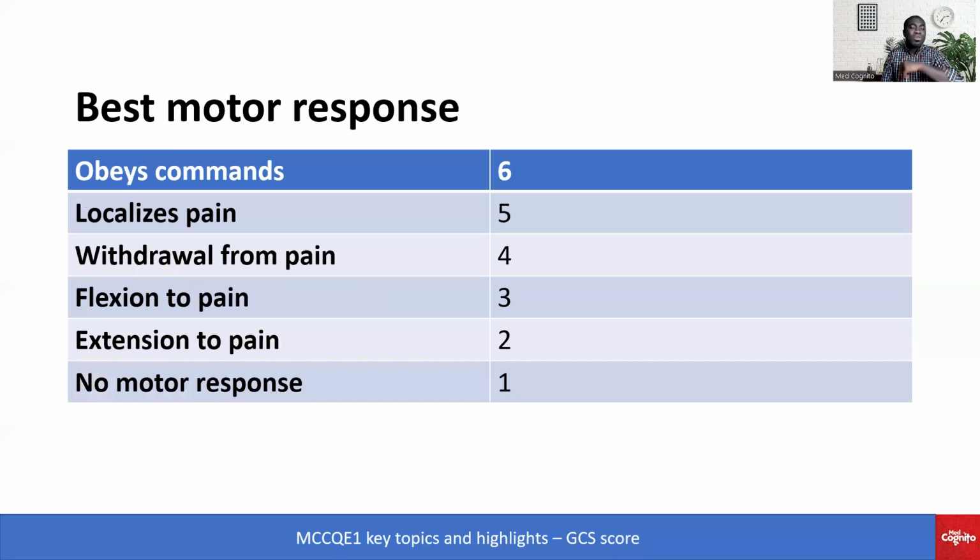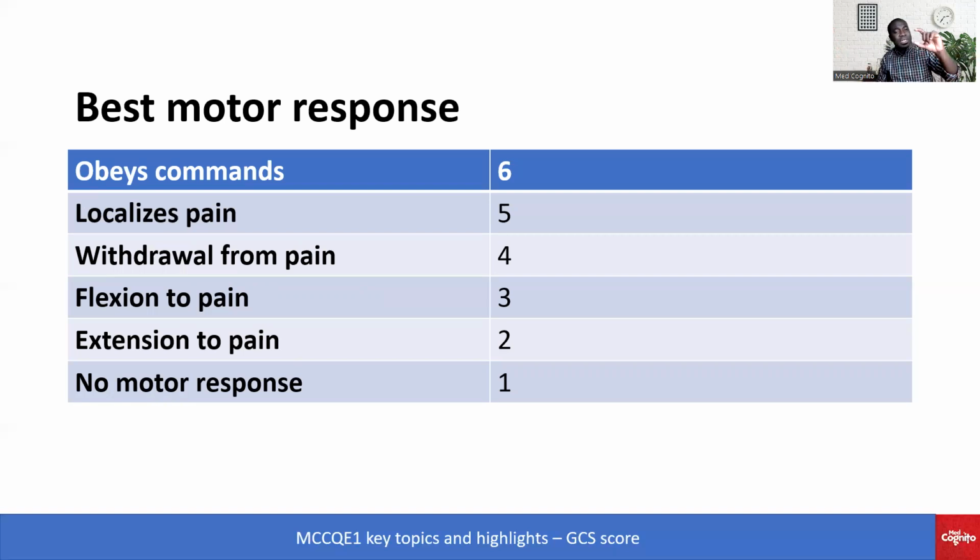Now, best motor response, and this is something people miss a lot, and so I'm going to give you a trick. If the patient obeys command, lift up your hand, they lift. Lift up your leg, they lift. Smile, they're able to do it. Good. 6. If the patient localizes pain, so for example, the patient is not opening the eye, but if you apply some pressure, the patient is able to localize the pain. And most of the time, the pressure is applied to the chest, but some also apply to the nail bed and other places. So they localize the pain, that is 5. If the patient withdraws from pain, that is 4.